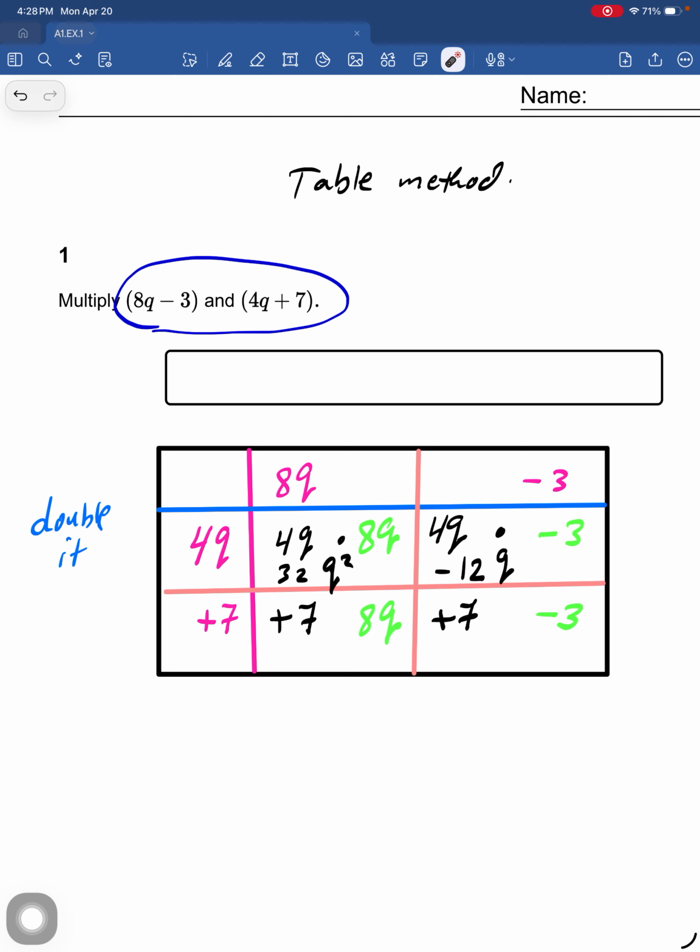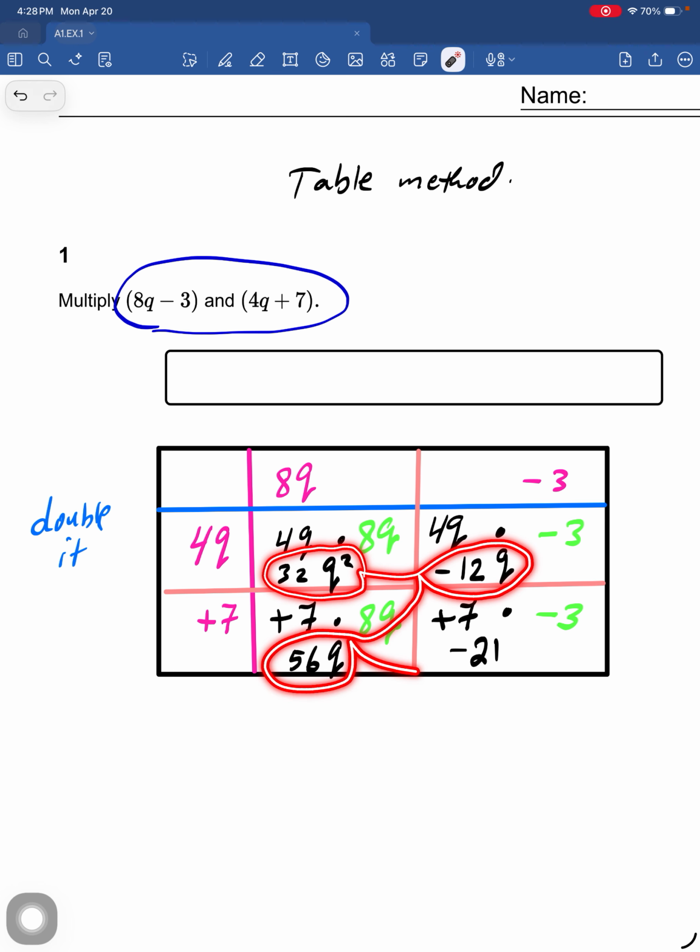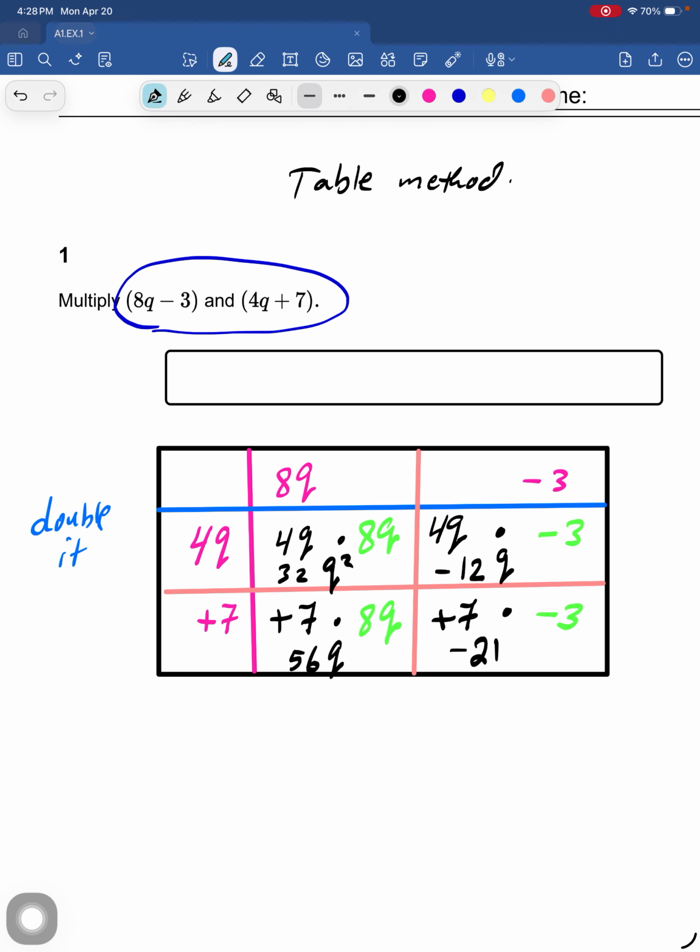So now 7 multiplied by 8, which is 56. We are left with the q. And then we have the 7, and we multiply it by -3, and this is -21. Now you take all the results, 32q squared and -12q and 56q and -21, and you make it as one answer as follows.